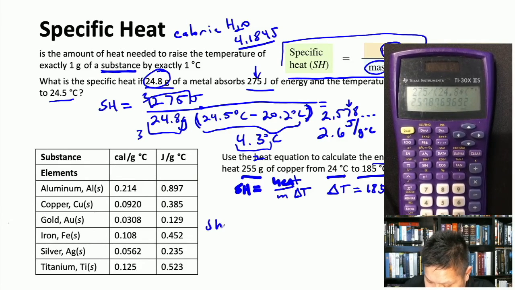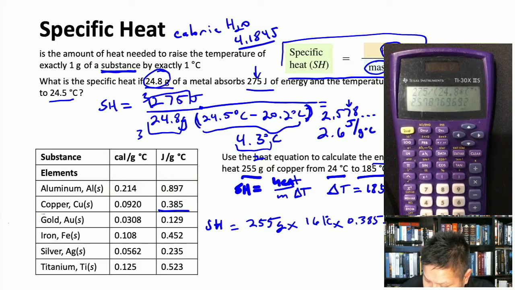So now SH, for specific heat, equals the 255 grams, right, times the change in temperature, which was the 161, times the, put a unit there, don't forget the unit, times the specific heat of copper in joules, which we find to be there, and that is 0.385 joules.